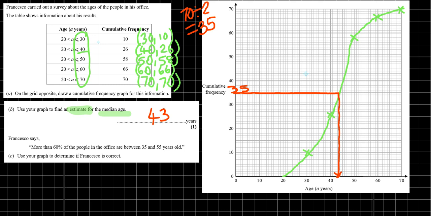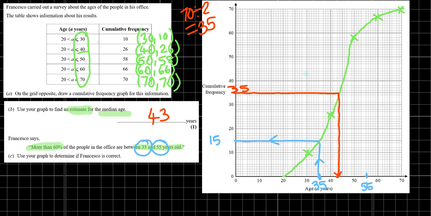Francesco says more than 60% of people in his office are between 35 and 55. So what we need to do is we look at how many people are 35, how many people are 55, and subtract to see how many people are in that age group. So 35 is about here, and I just read through, and I'll say about 15 people are less than 35. I do the same for 55.